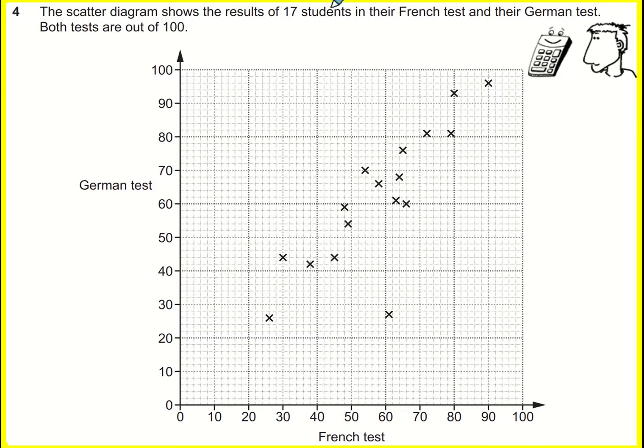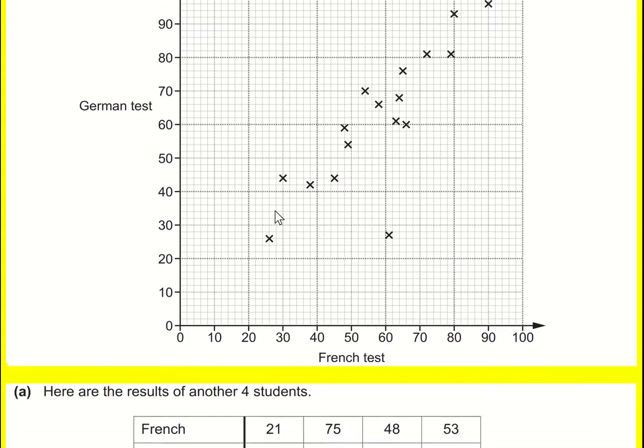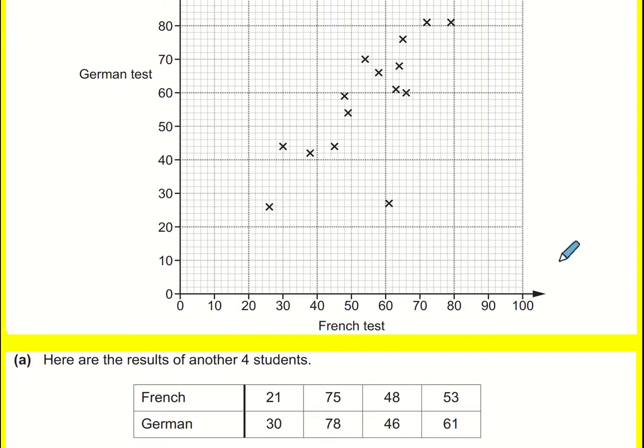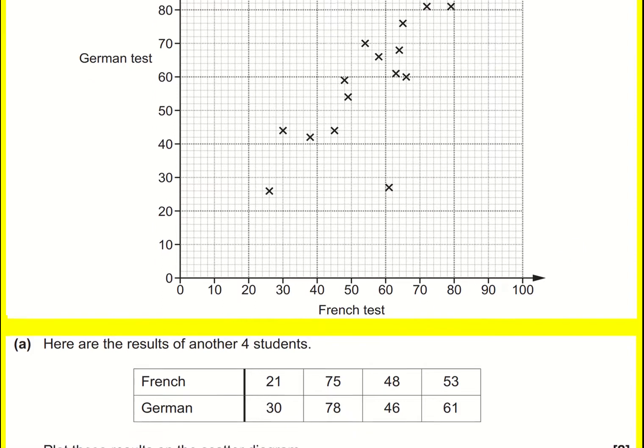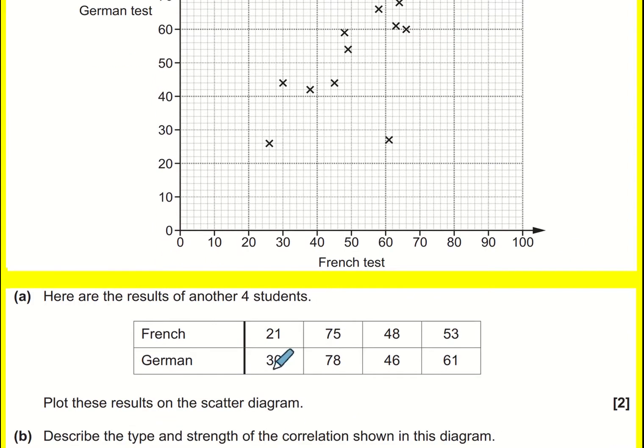Okay, we've got a scatter graph question here, and part of the scatter graph's been drawn. So for 17 students, we've got their French test versus their German test. Got information for another 4 students here, and then we're being asked to plot these results on the scatter diagram. So we need to read along and put this information in.